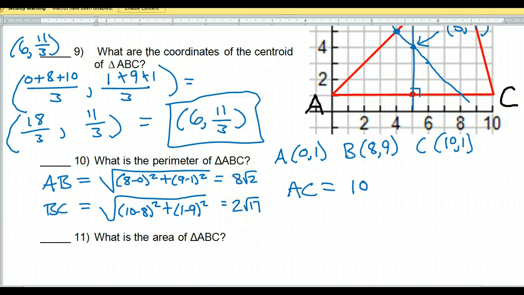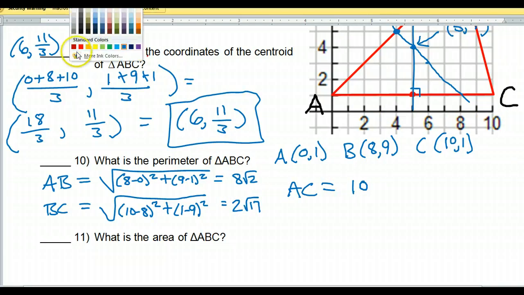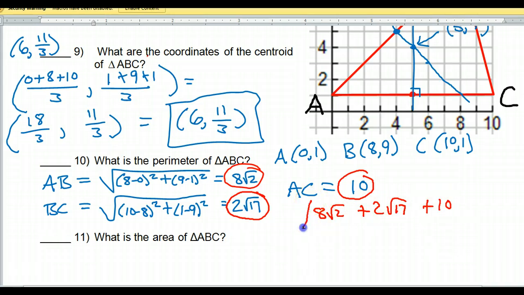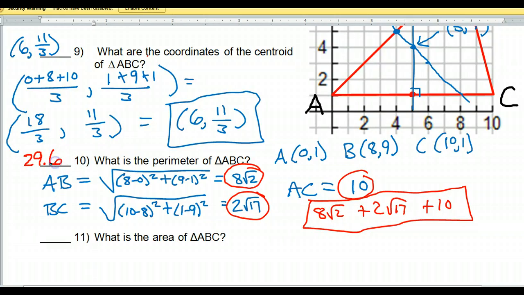Okay, so the perimeter is going to be the sum of these 3 lengths. So the perimeter will just be this plus this plus this. So just put that in your calculator: 8 radical 2 plus 2 radical 17 plus 10. Without a decimal, this is as close as you can get to the perimeter. But put it in your calculator and we'll find a decimal. That turns out to be 29.55991975. I'm going to call it 29.6.